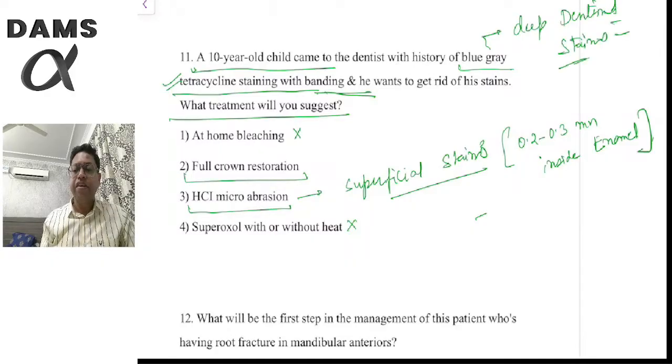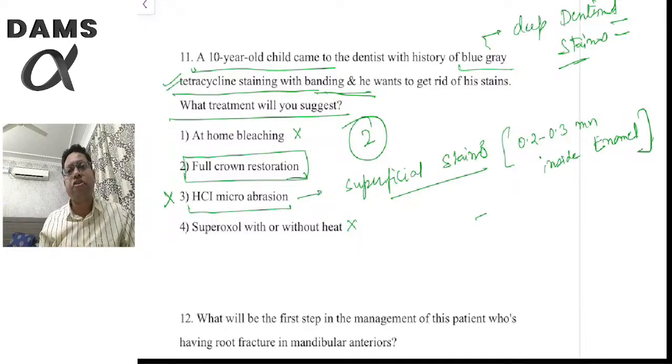We know that tetracycline staining is always deep-seated from within the tooth structure, which is a deep dentinal stain. So again, hydrochloric acid microabrasion would not respond. The only option left that can give a good clinical outcome in such cases is full crown restoration. Option 2 would be the answer. So again, I have answered it based upon the method of exclusion, isn't it? Instead of jumping to the conclusion, we should exclude the incorrect options.